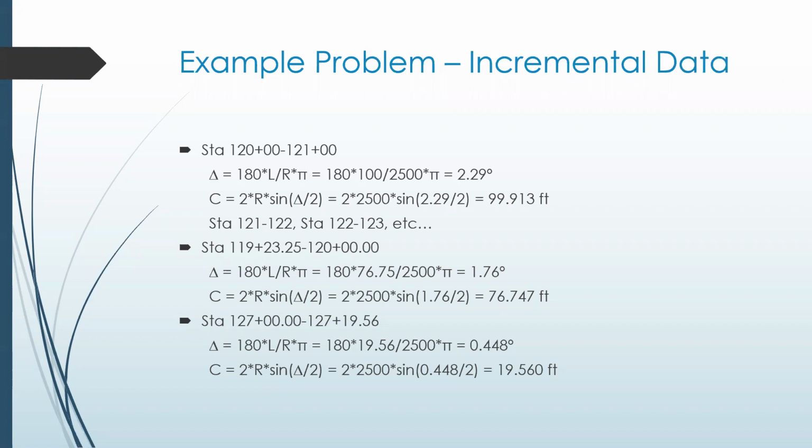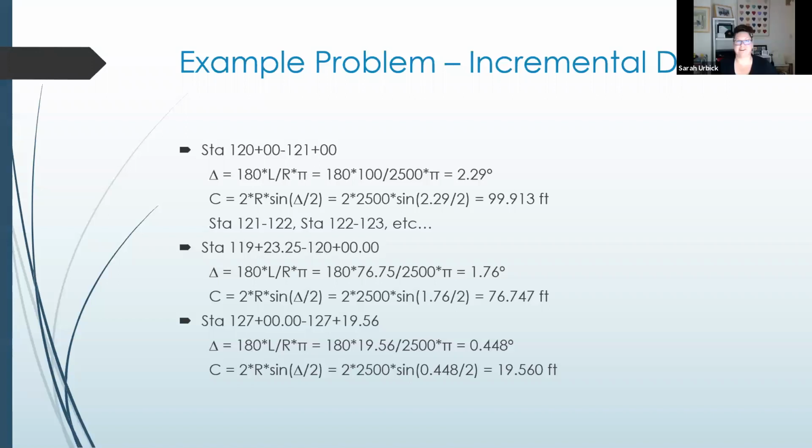Sarah, how are you getting the L value for the second and third station segments? For 119 plus for that one and 127. Where are you getting the L value for that? The L value is the difference in the stationing. It's the distance between the two. Oh, wait. So how is it 76? Oh, I see. Okay. So that's just the difference. Yeah, so it's just the difference in stations.